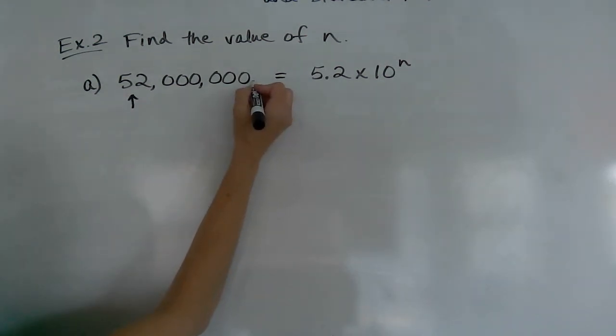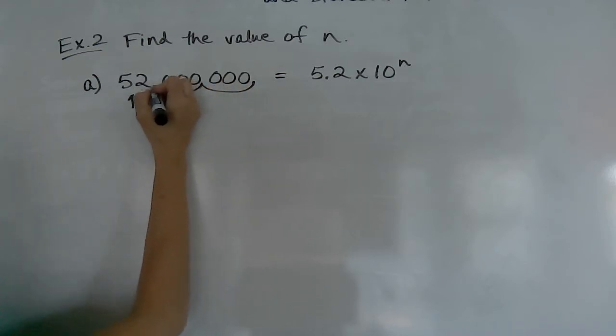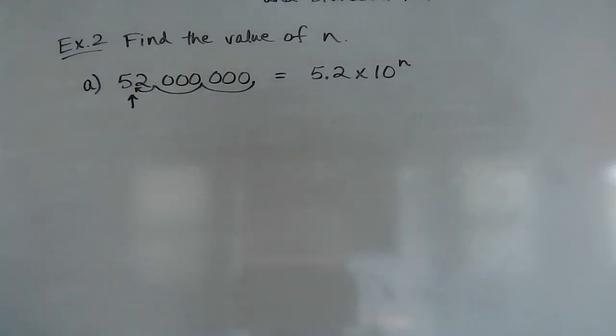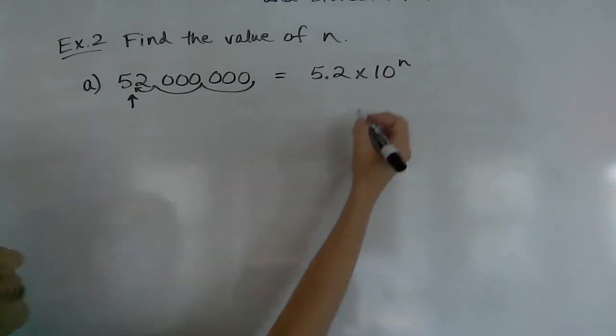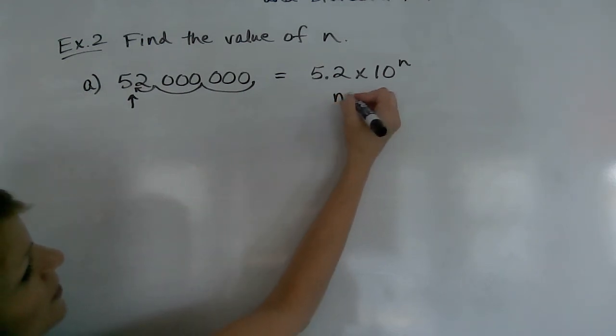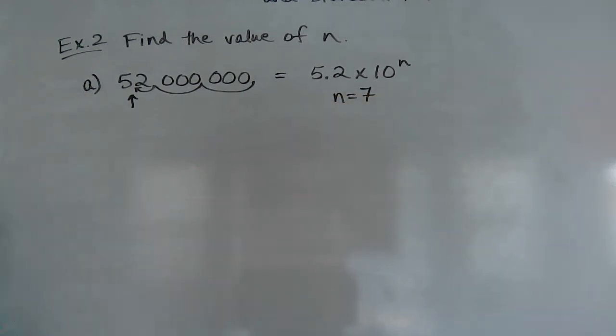And so you just count how many spaces you've moved it. You can count them individually, or you can count by groups of 3. I'm going to go with groups of 3. So there's 3, 6, one more makes 7. So we have to move the decimal 7 spaces for this particular number to be put into scientific notation, which means n equals 7.